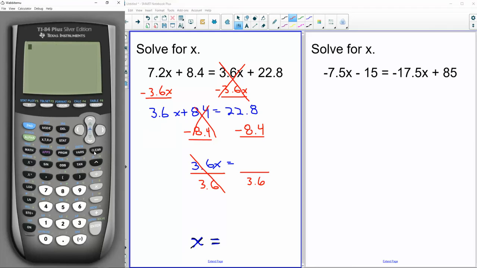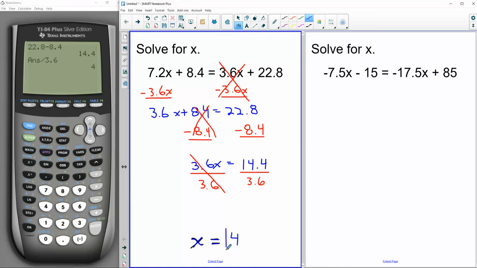So now that we've determined our plan of action here, we can go ahead and execute it. 22.8 minus the 8.4 gives us 14.4. And then if I just divide that by 3.6, I get 4, which should be my answer.